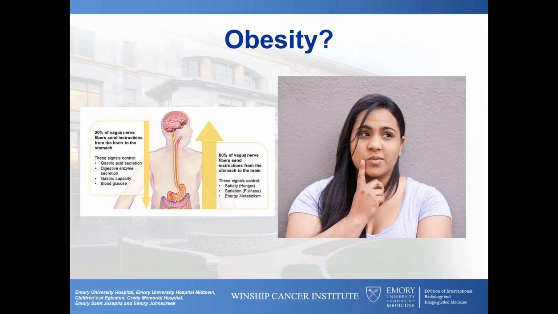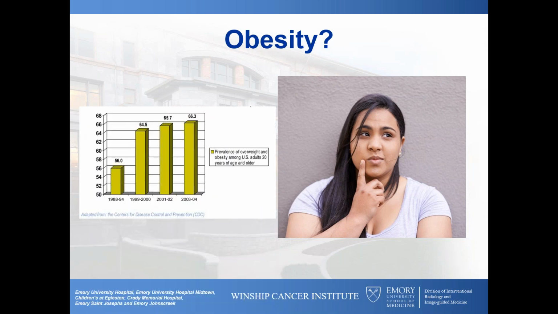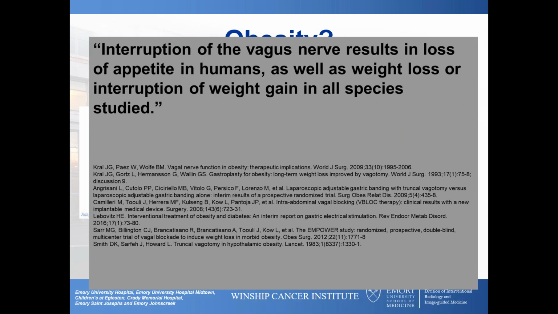And so we think about, can we help with obesity, a huge problem in the United States? After some research, it becomes clear, and I use this quote to reflect all of the literature over the last 20 to 30 years, that interruption of the vagus nerve results in loss of appetite in humans, as well as weight loss or interruption of weight gain in all species studied. So basically, it is clear from preclinical and clinical surgical data that interruption of this vagus nerve will make you less hungry and will have you eat less.